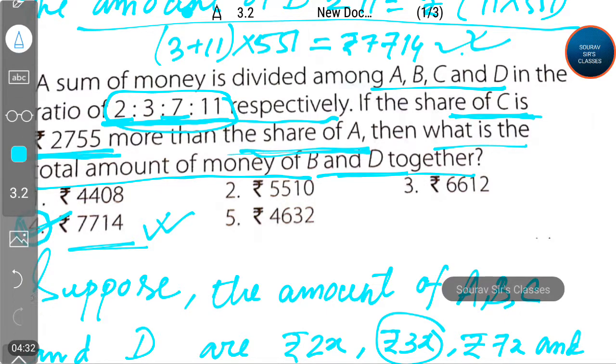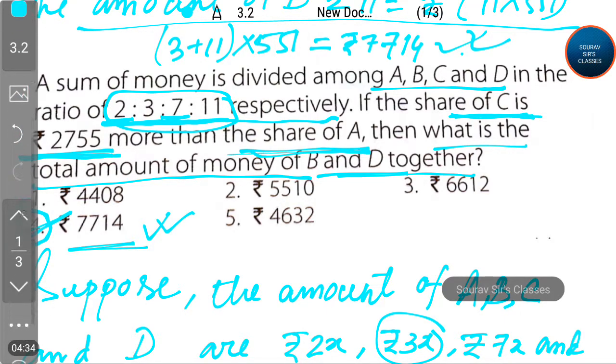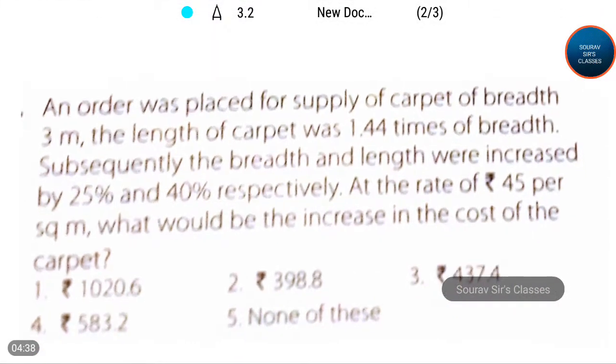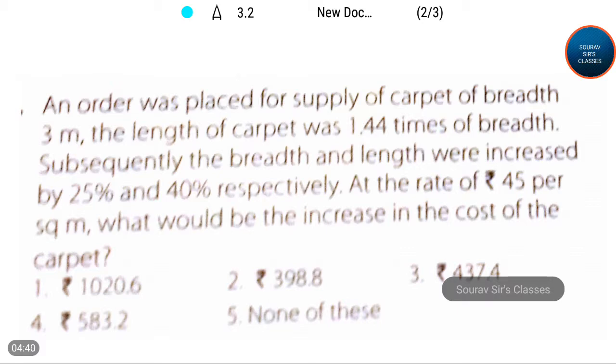Now let's go to our next question. Okay, so here's the next question, and the question is, an order was placed for supply of carpet of breadth 3 meters. So the breadth of the carpet that was ordered is 3 meter. The length of the carpet was 1.44 times of the breadth. That means 3 into 1.44.